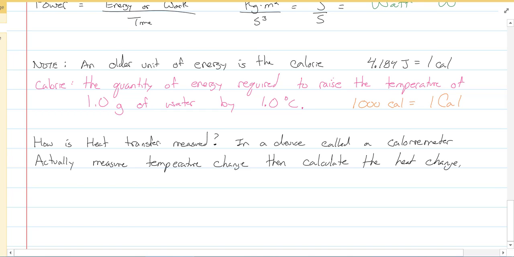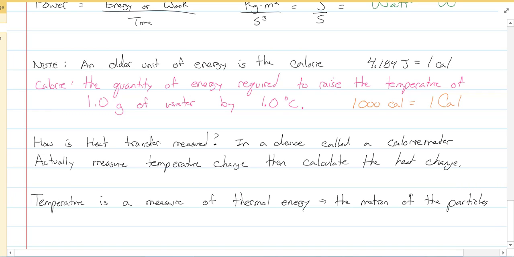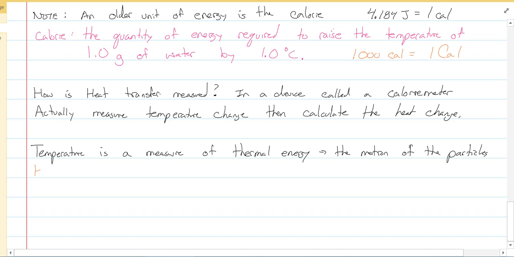Well, what's temperature? Is temperature the same thing as heat? Let's first define temperature. Temperature is a measure of thermal energy, which is the motion, the kinetic energy of the particles. So temperature measures the thermal energy. How hot is this molecule? Heat is the total amount of thermal energy. It's the collective.